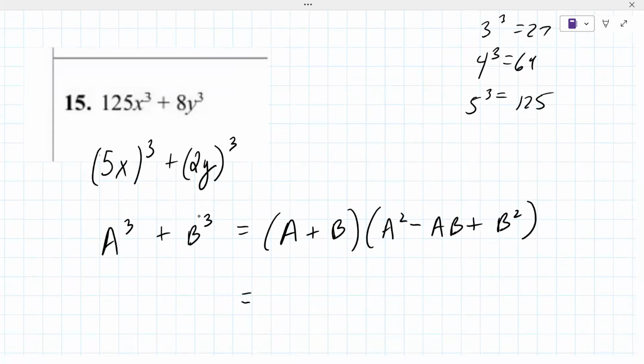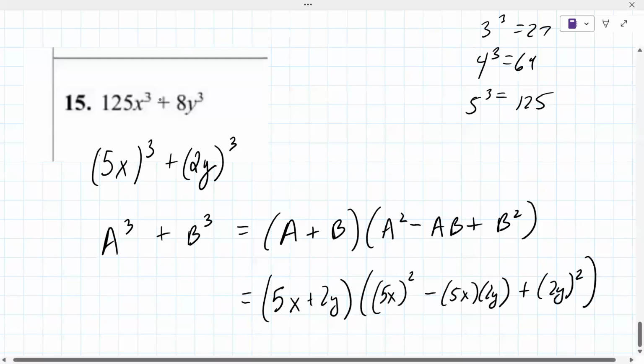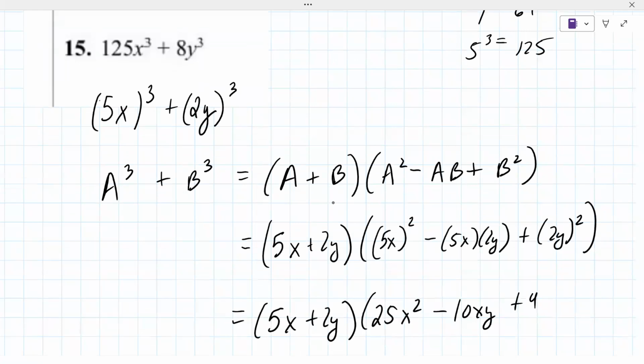So what is A in this problem? 5x. So 5x plus 2y, and then you're squaring the whole thing. So it's really 5x in parentheses squared, minus 5x times 2y, plus 2y squared. And then, yes, you should simplify: 25x squared minus 10xy plus 4y squared.